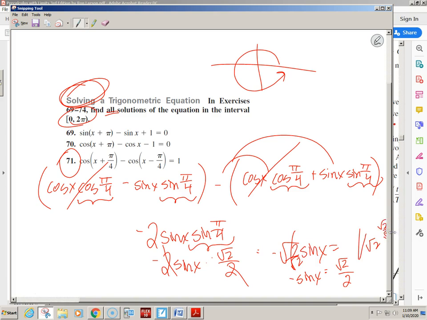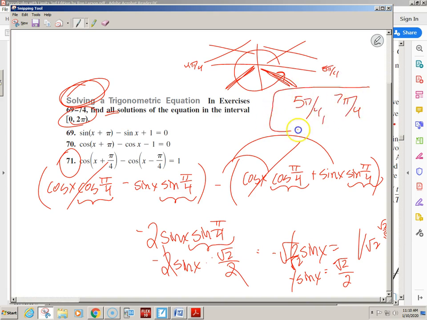Rad 2 over 2, and then I move my negative. When is sine negative? Not the first quadrant, not the second quadrant. He's negative here and here. And when is he root 2 over 2? At the 45s. So think 4 pi over 4 plus 1, 5 pi over 4, plus another, 8 pi over 4 minus 1, 7. So I have 5 pi over 4 and 7 pi over 4.